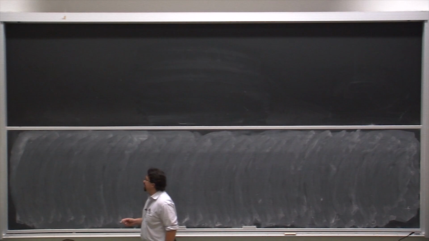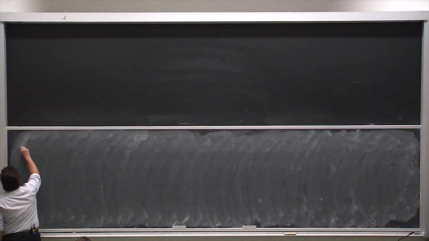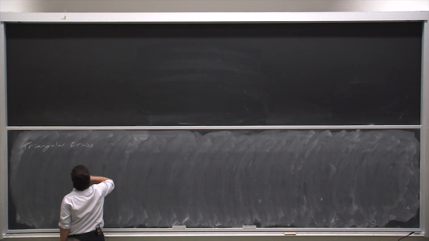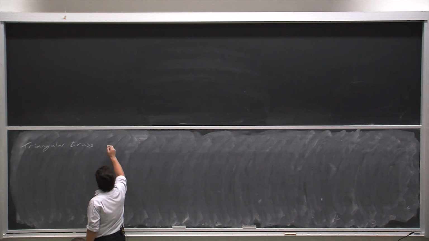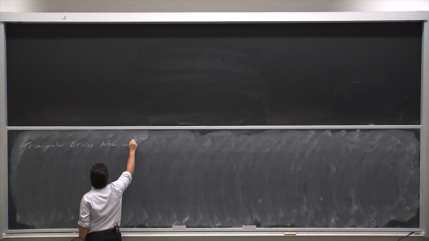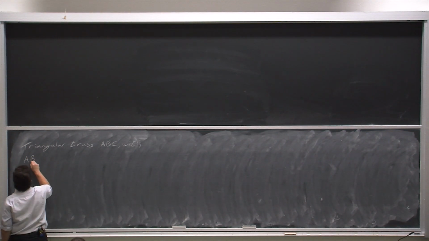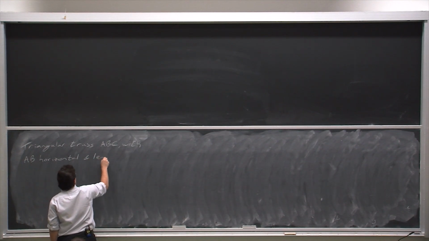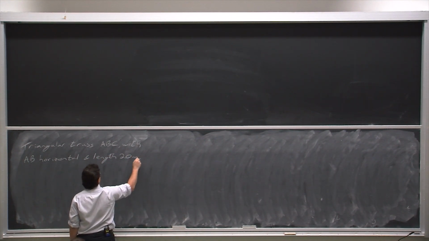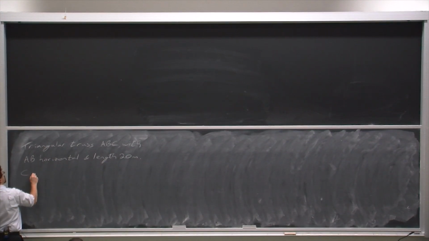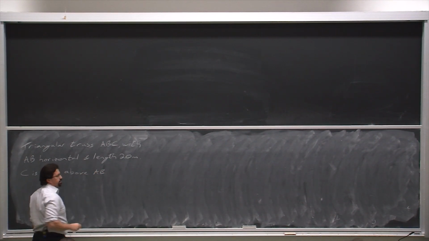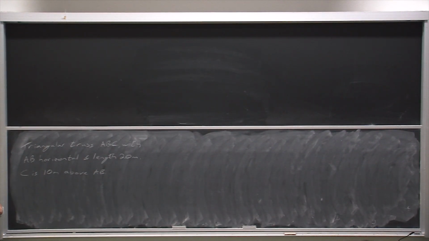So the idea is that we are going to build a triangular truss, let's call it ABC, with AB horizontal and of length 20 meters. Okay, C is 10 meters above AB. All right, so that's sufficient for it to be a triangle, right?